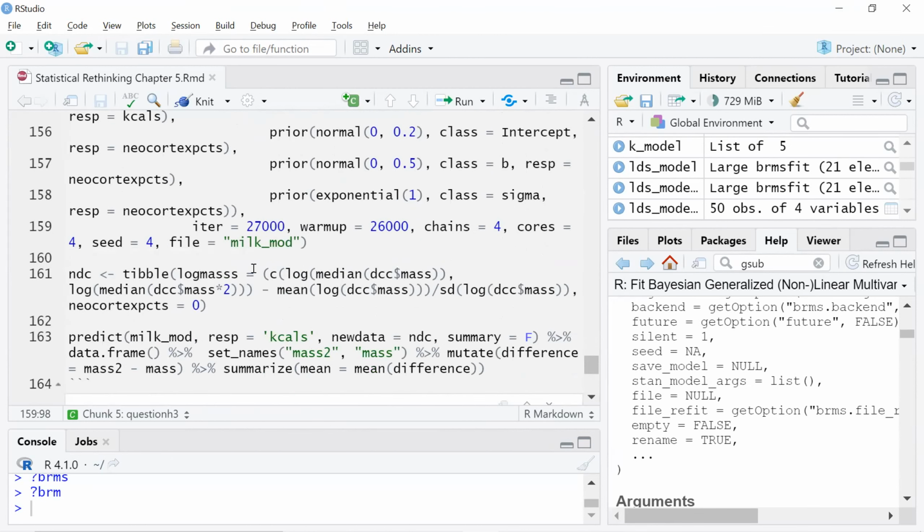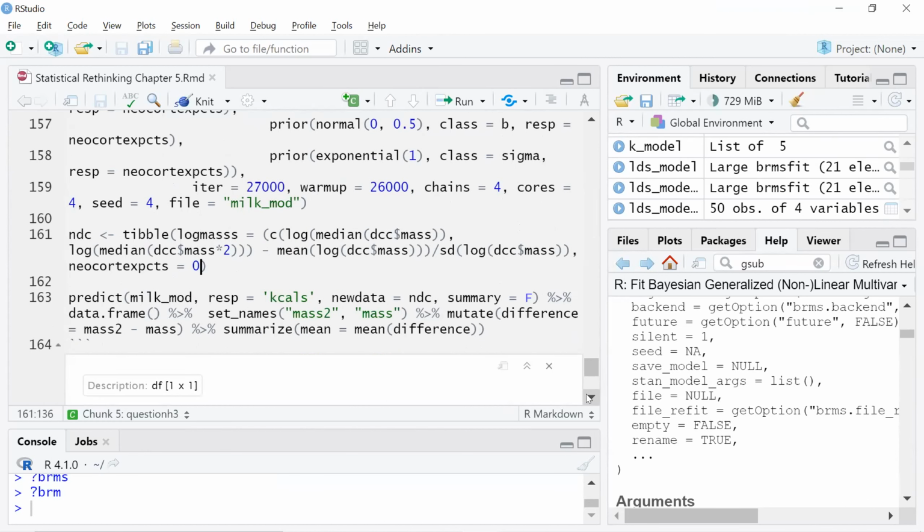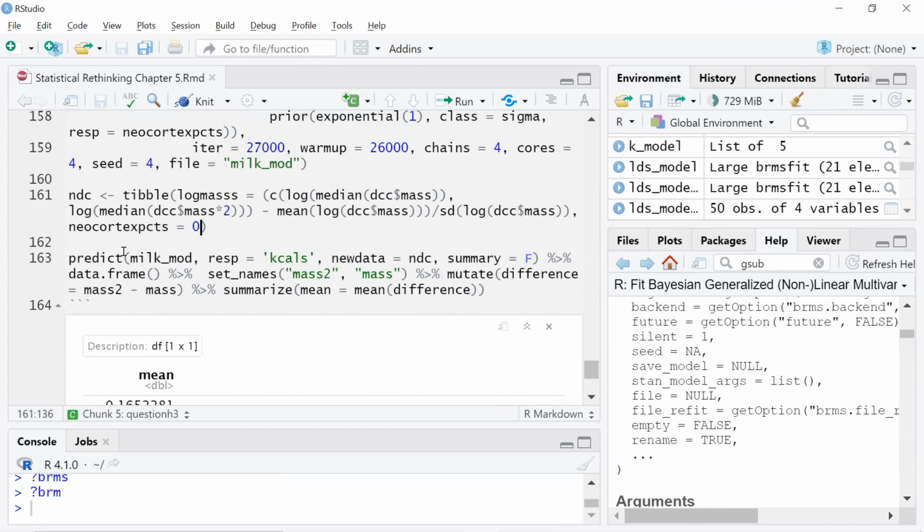So now he says, what is it? The doubling M. So here I'm changing, well, my name is log mass here. So basically doing this, which hopefully I didn't make any mistakes there. I probably have to go back and think about that in terms of, so I followed that same predict milk mod, the response. This is the response we're interested in, not the neocortex, right? That's fine.